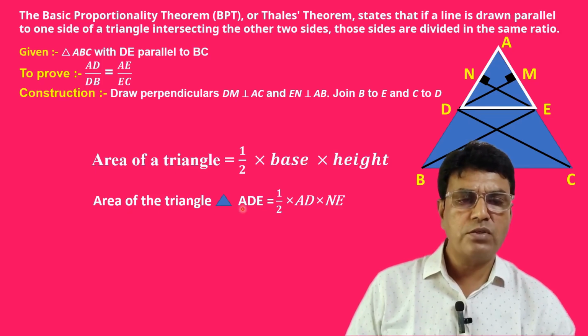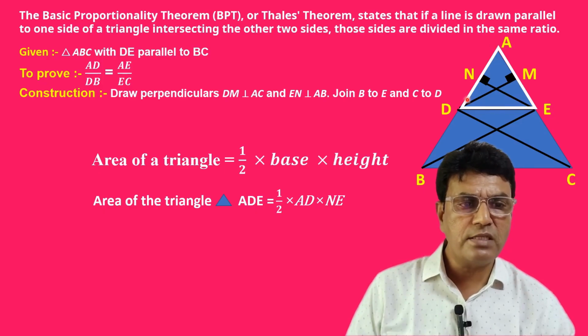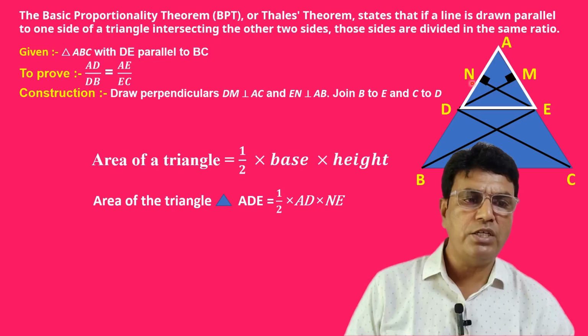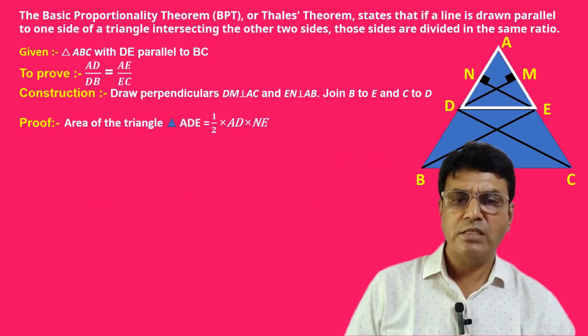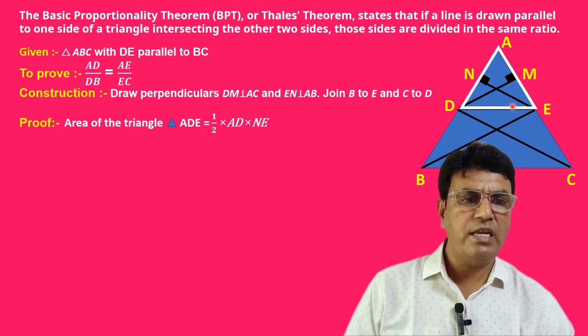So the area of this triangle ADE will be half times the base, that is AD, into the perpendicular height. Here the perpendicular height is NE. Let's note down here, we begin with the proof, and the same thing we have written here, that is area of triangle ADE is equal to half times AD times NE, which is the perpendicular height.